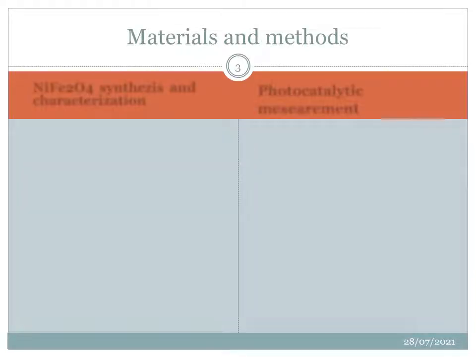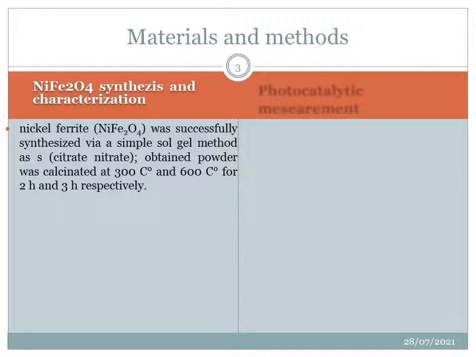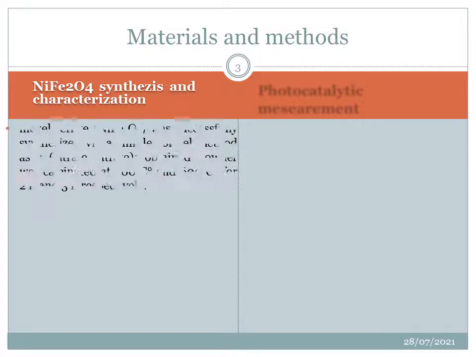The aim of this work is to develop a new low-cost, stable and active photocatalyst spinel using the sol-gel method to degrade rose Bengal under sunlight irradiation. The nickel ferrite was successfully synthesized by a simple sol-gel method, the citrate nitrate route. The obtained powder was calcinated at 300 and 600 Celsius for 2 hours and 3 hours respectively.